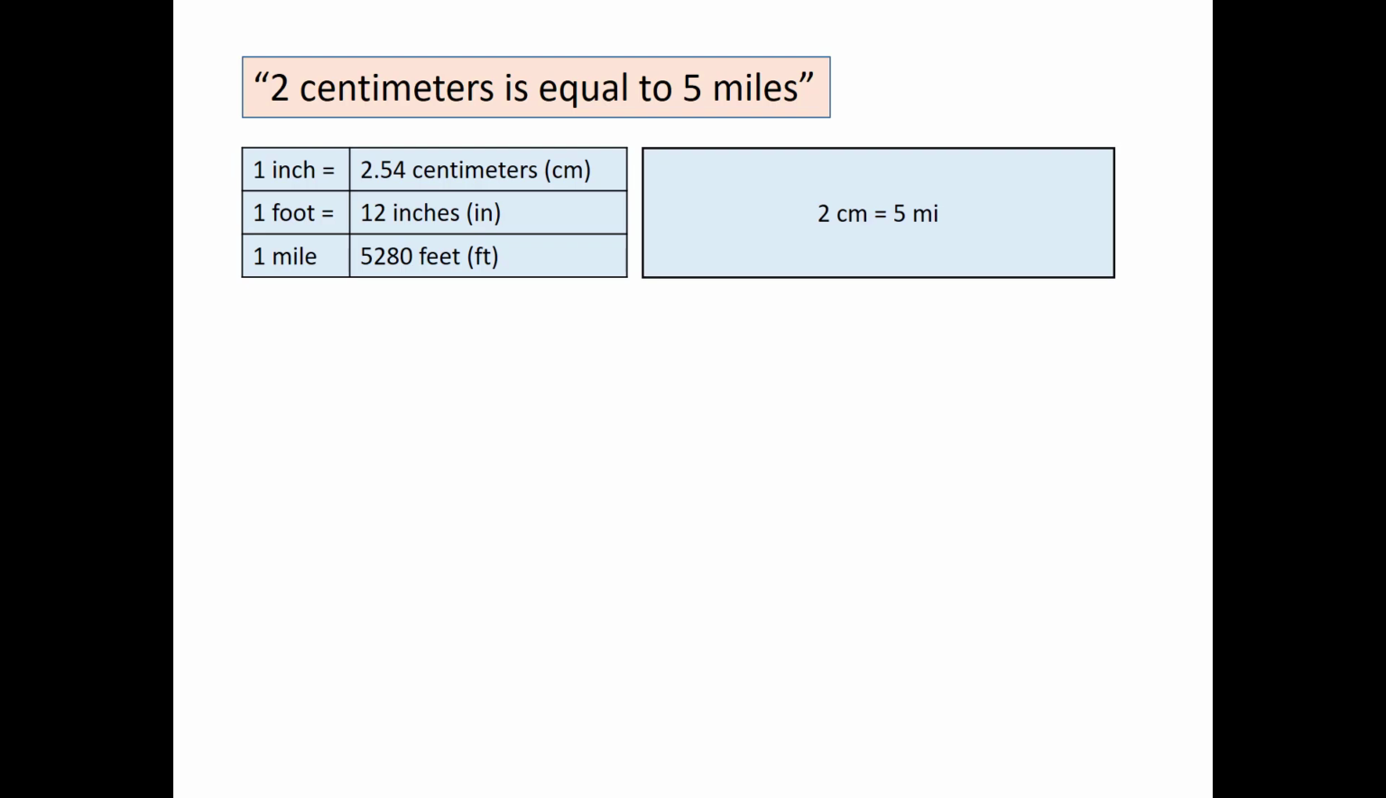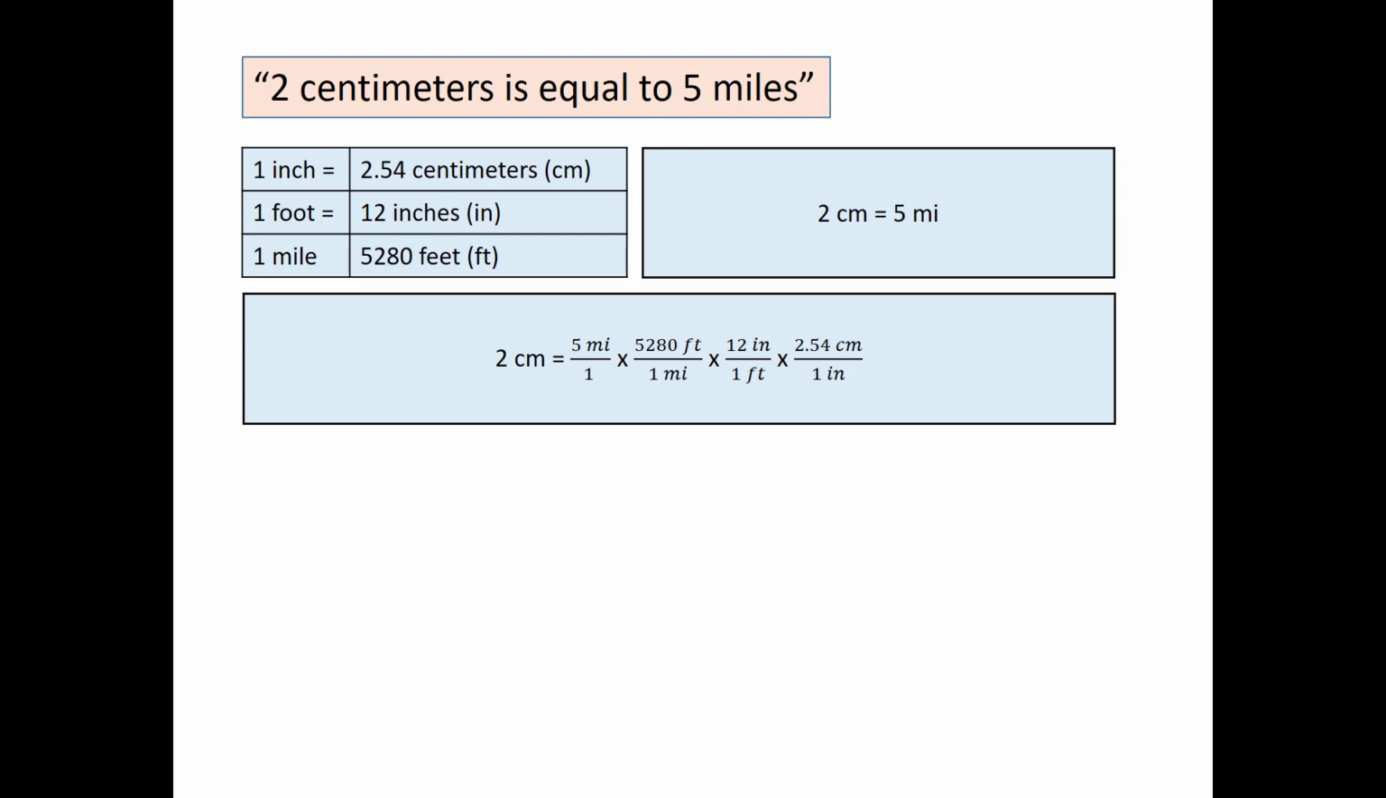2 centimeters equals 5 miles. Next, we need to get the same units on both sides of the equation. So we will convert 5 miles to centimeters. To do this, we do a lot of algebra. 5,280 feet is equal to 1 mile, 12 inches is equal to 1 foot, and 2.54 centimeters is equal to 1 inch. Our units all cancel out.